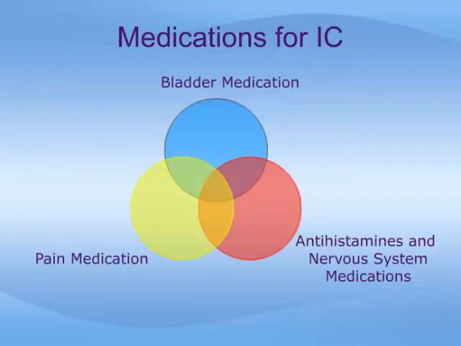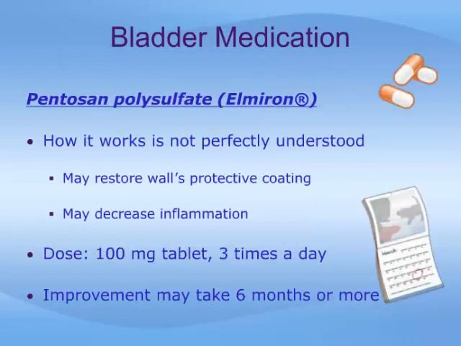There are 3 categories of oral medications, or pills, that are commonly used for interstitial cystitis. Often, medications from all 3 categories are required. These categories are bladder medications, antihistamines and nervous system medications, and pain medications. Elmiron, or pentosan polysulfate, is the only oral medication available that works to improve the lining of the bladder for some people.